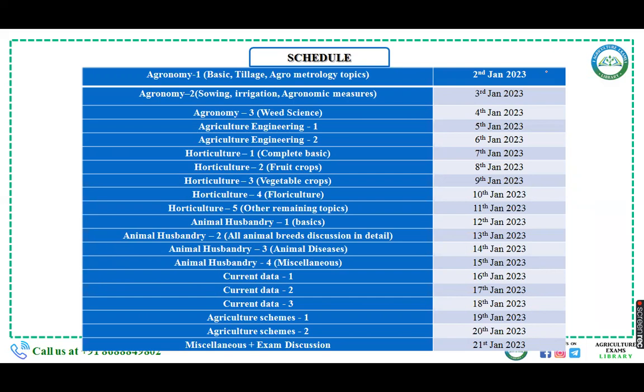On 12th January we'll deal with animal husbandry basics. On 13th we'll discuss all the breeds of animals. Similarly, then we'll discuss animal diseases, then animal husbandry miscellaneous topics. From 16th to 18th we'll discuss the current affairs data, and the last 2 lectures will be of agriculture schemes, and on the 21st January we'll have miscellaneous plus exam discussions.